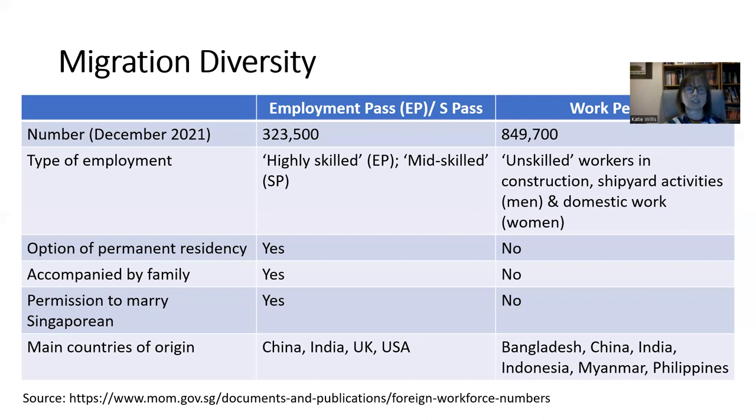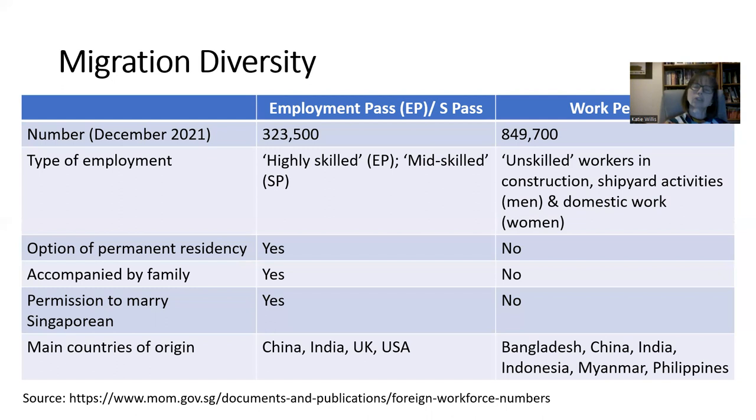People on an employment pass or an S pass will be able to live in quite high-end accommodation. People who are on work permits, if you're a construction worker, you will probably be living in accommodation dormitories on the construction site. If you're a domestic worker, you're probably going to be living with the family that employs you. So a very different kind of migration experience.